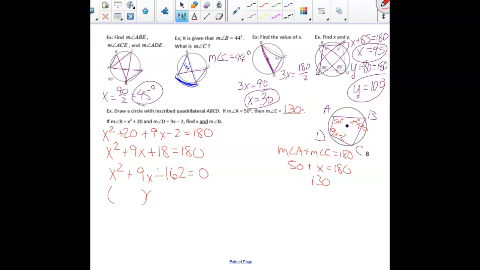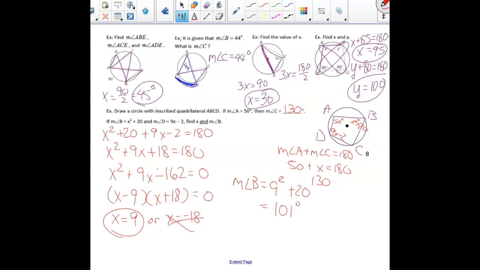We factor it. This is a good time to practice factoring. When we factor this, we need factors of 162 that have a sum, or in this case a difference, of 9: x minus 9, x plus 18. So x will either equal 9 or x will equal negative 18. Well, this will give us a negative angle, so that's not possible. So x equals 9 is our answer. Substitute it in: the measurement of angle B equals 9 squared plus 20, or 101 degrees.